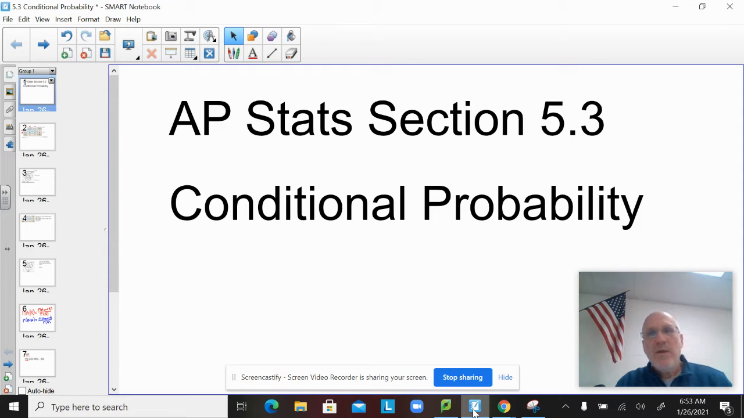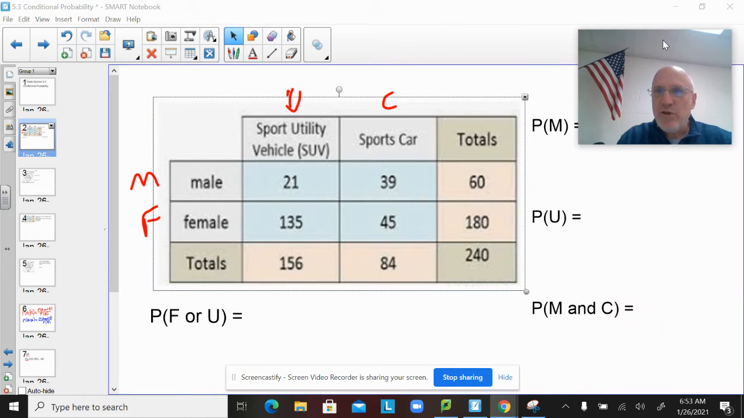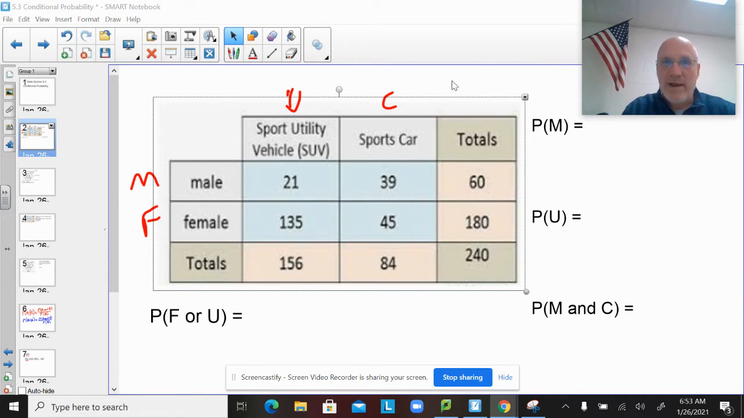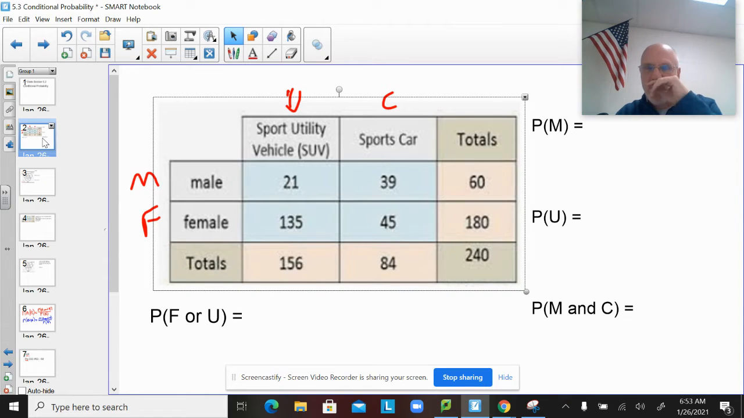So, all right. Real quick review of what you should know already about probability, and then we'll throw in conditional probability. I don't think it's a brand new topic, but the formula might look different. Let's clarify some things that you should know already. I have two different examples, one with a two-way table, and one with a Venn diagram, both asking the same kinds of questions. We should know this already. Let's make sure we know what we're doing here.